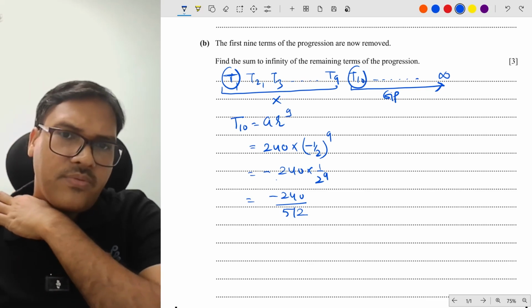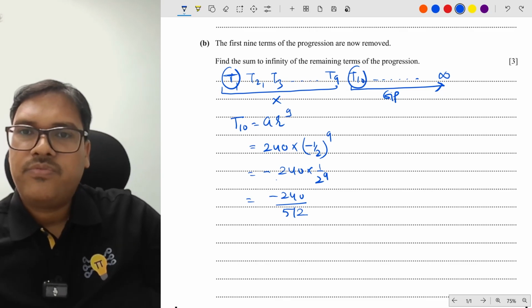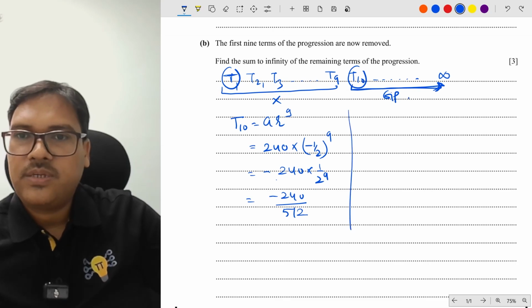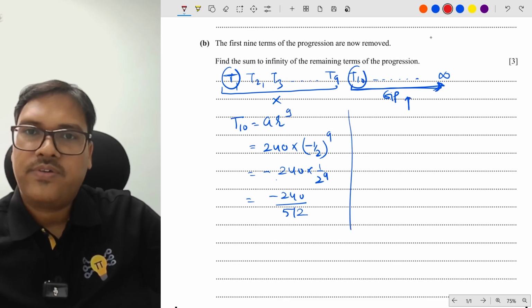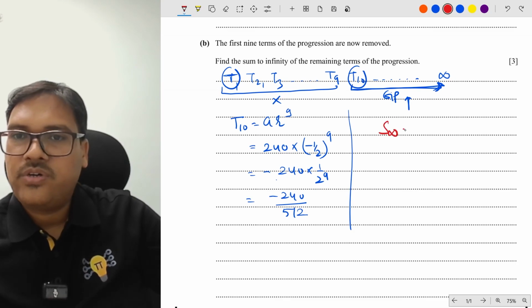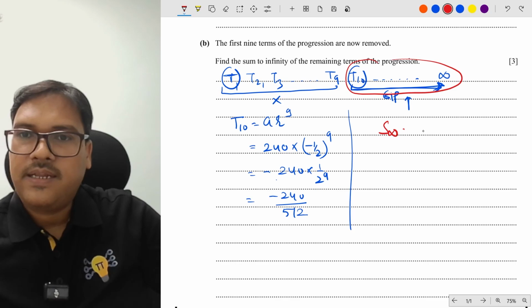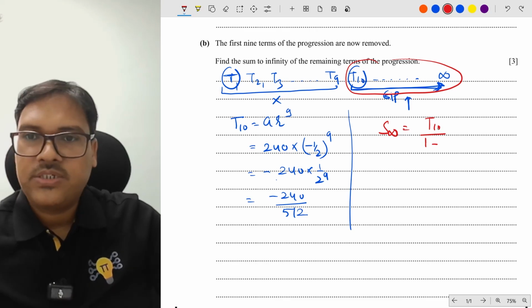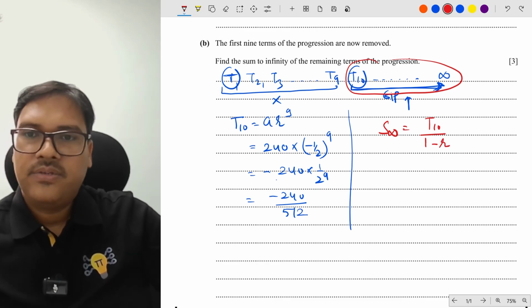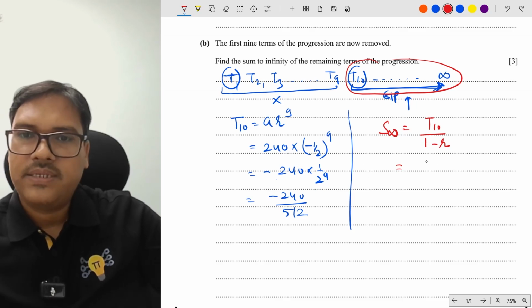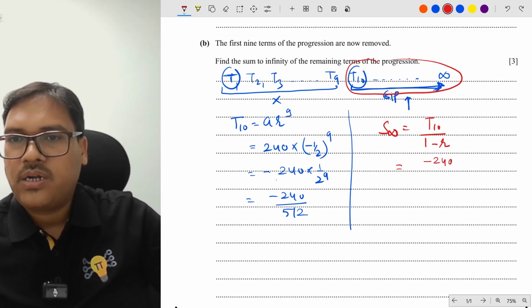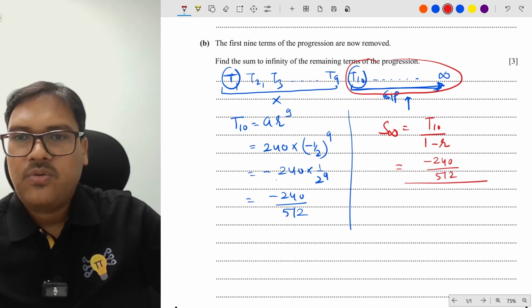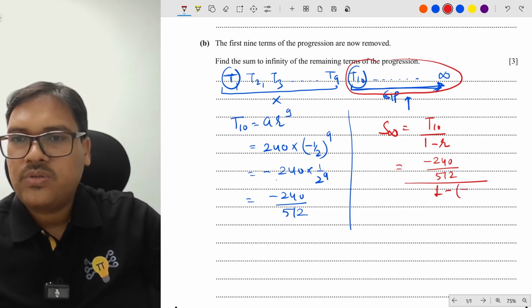Okay. So the question here is to find the sum of this GP which starts from T10. Now for this GP, what is the first term? Because we have to find the sum of this infinite GP, the first term of this part is T10, upon the common ratio. The common ratio will not change; it will remain as it is. So what is T10? This is minus 240 divided by 512, divided by 1 minus the common ratio, and the common ratio is minus 1 by 2.